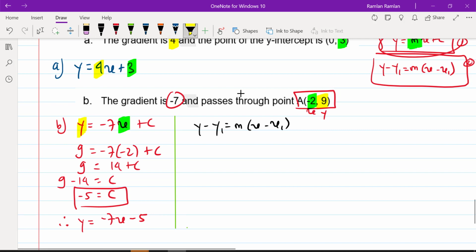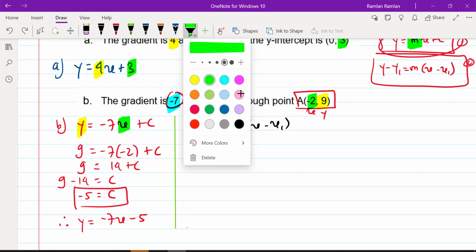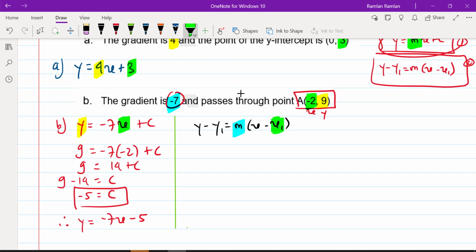Because we already know that the gradient is -7, this is going to be -7, and these two, the x and y of the point that the line passes through, we can just put into x1 and y1. So that'll be x1 and y1 for this case. I'm going to highlight that so that you can see what happens. This guy is going to be this guy here, and this 9 is going to be this guy. Just plug in all of them, and you'll get y minus 9 equals -7 bracket x minus -2.